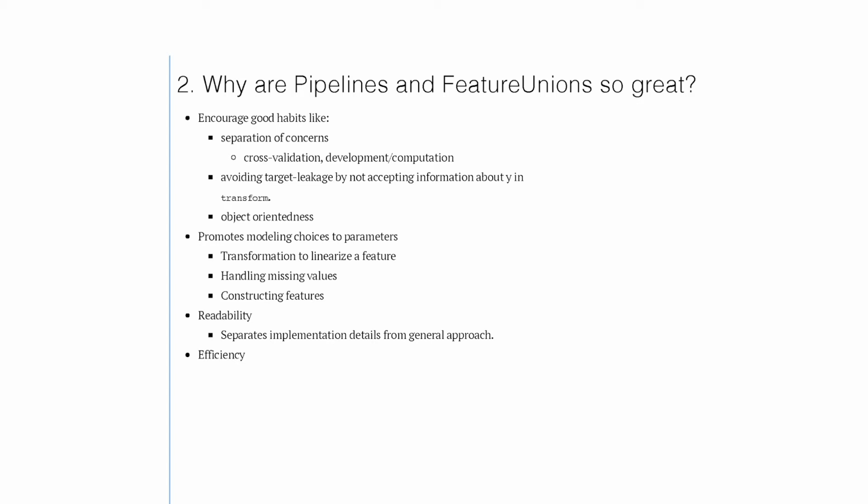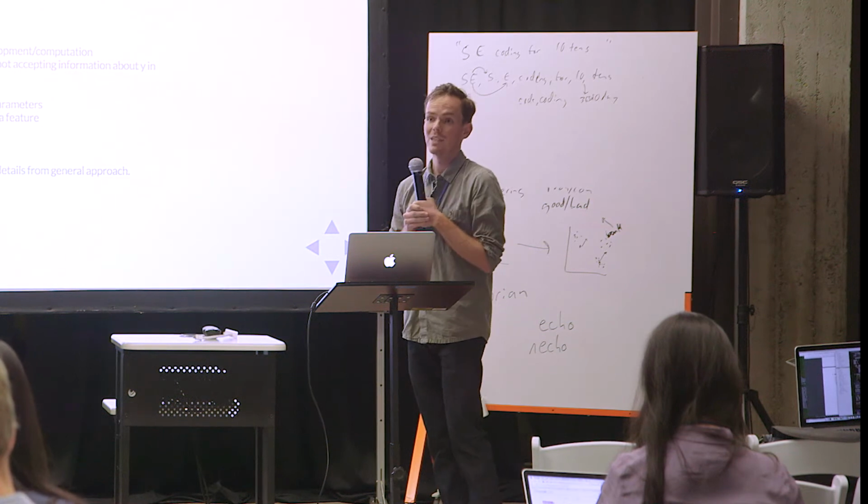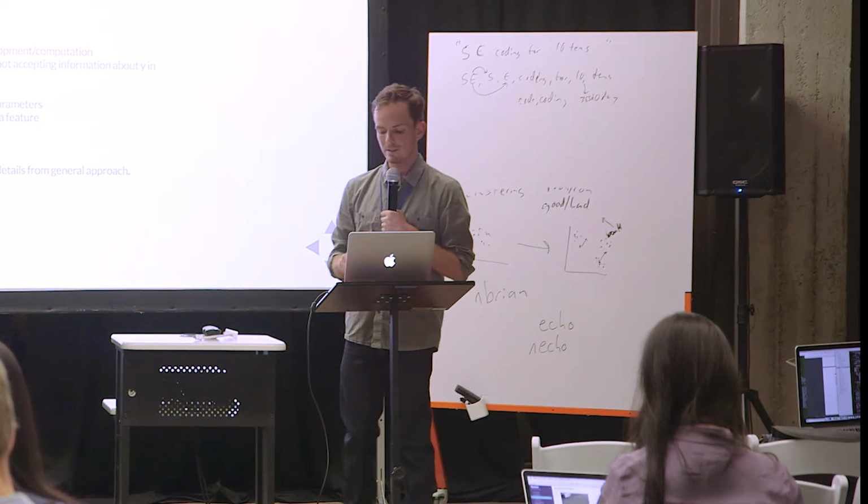And then lastly, feature unions give us cheap parallelization for computing some of our features. So this is maybe not a really big concern, but it's at least better than the alternative, right? Which is sitting around and waiting for these things to finish serially. And we don't have to really do anything for it. It's all handled for us, so that's nice.